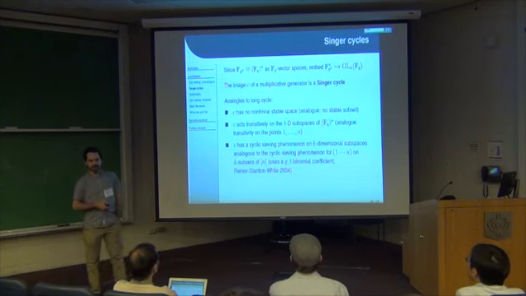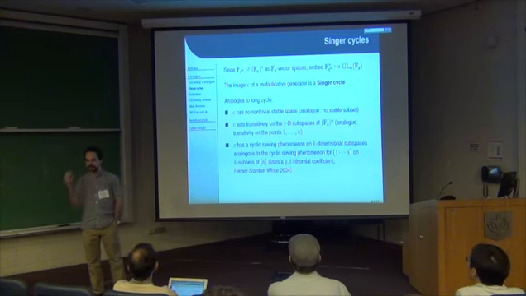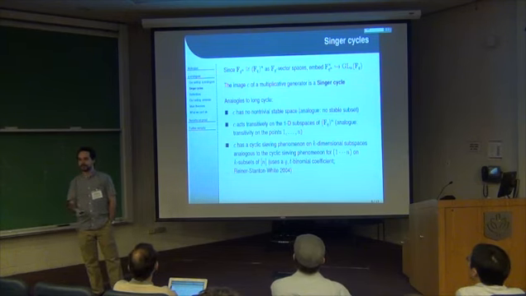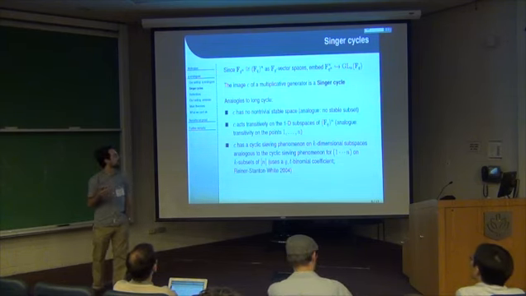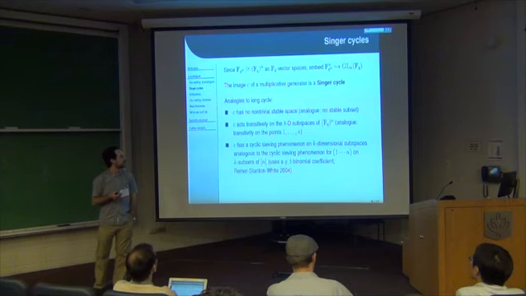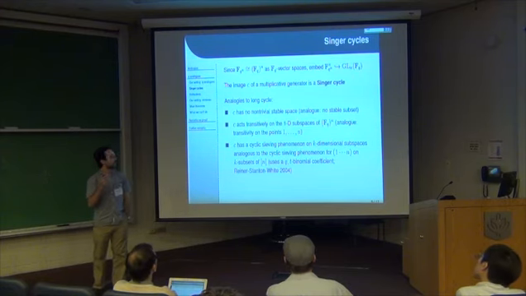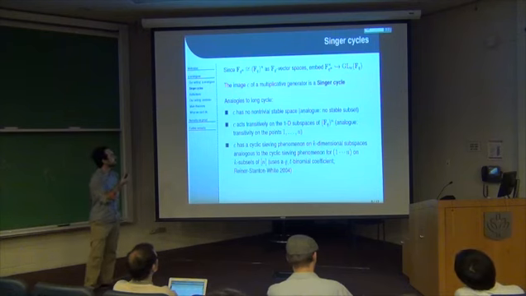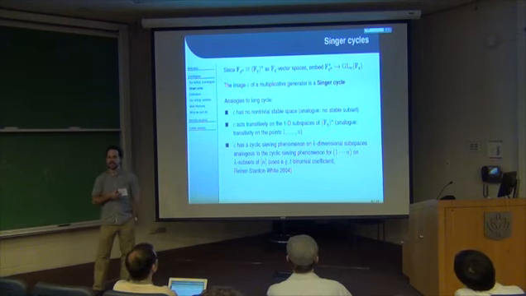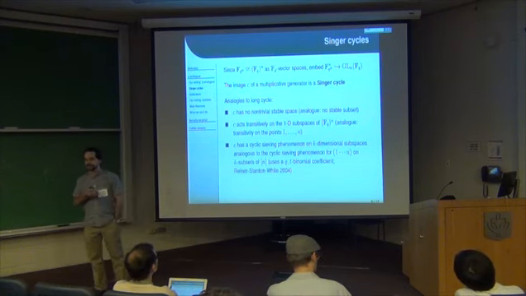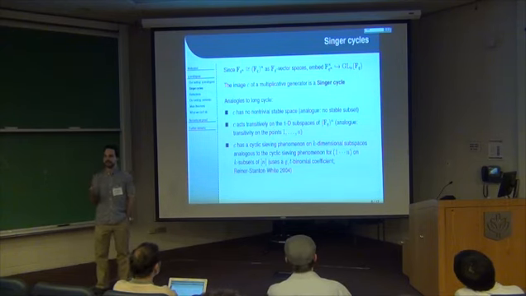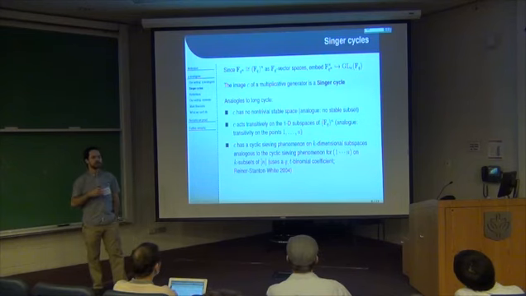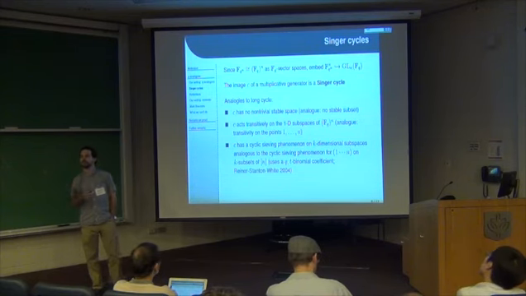The long cycle, when you act on, say, subsets of 1 to n, does not stabilize any of them, except, okay, stupidly, the empty set and the whole set. And so the Singer cycle doesn't have any non-trivial stable space, okay? And similarly, the long cycle acts transitively on your basic points 1 to n, and the Singer cycle is acting transitively on the one-dimensional subspaces.